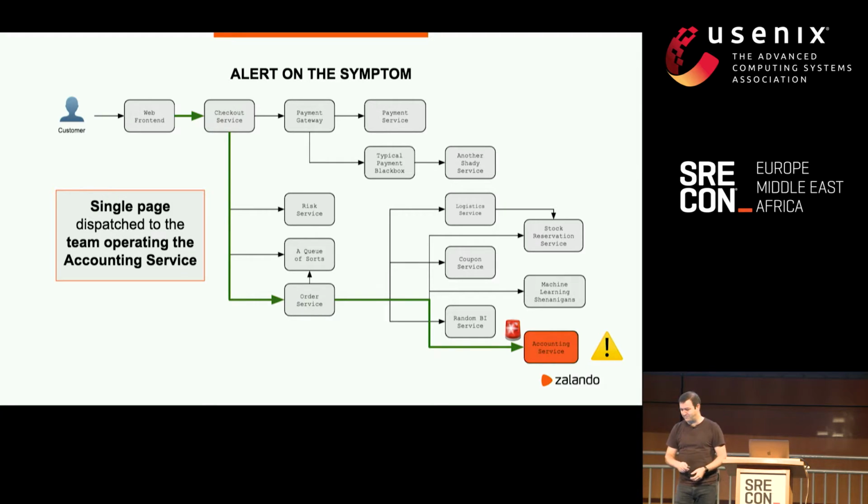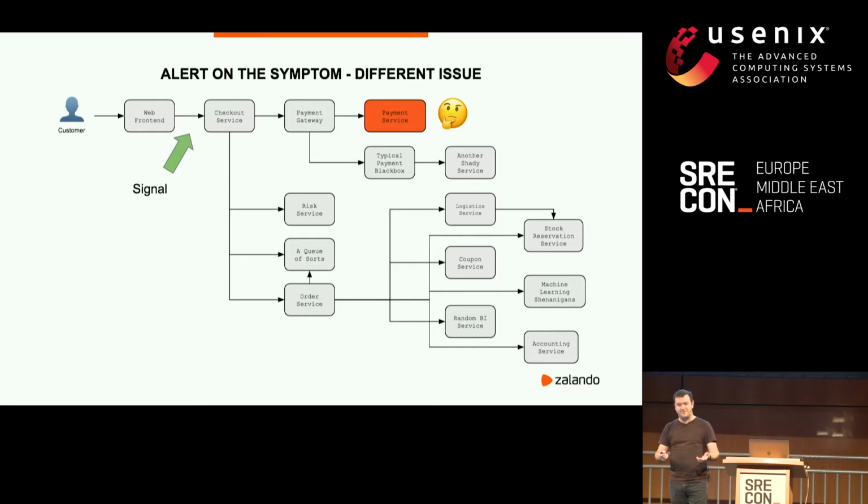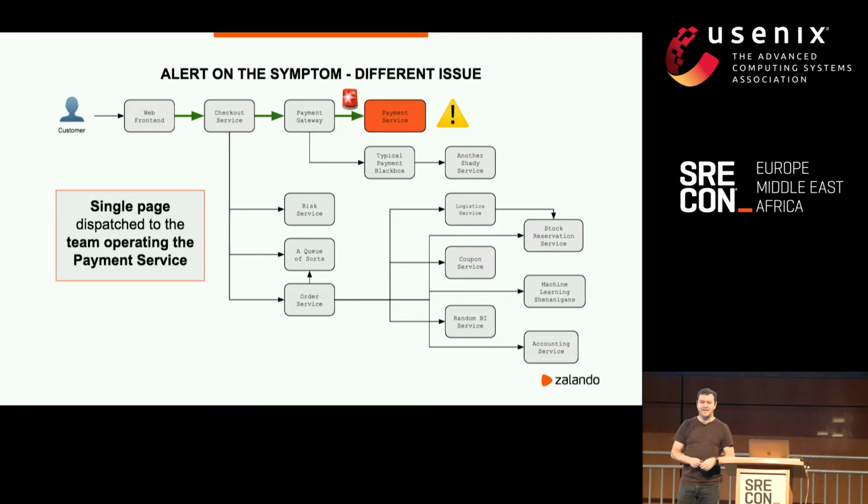To make even further the point, what do you think happens if the payment service has an outage? The exact same thing. Again, a single page is dispatched, but this time to the team operating the payment service. And this actually makes the whole difference. In case you were actually paying attention, this is based on availability, for example, it's just measuring the errors, but this applies to other semantics, okay? This is just to simplify the example.